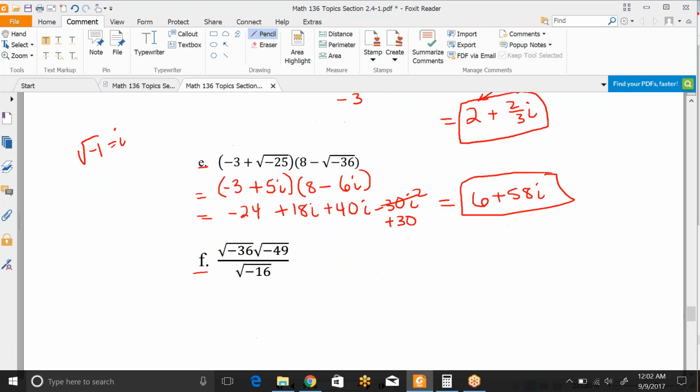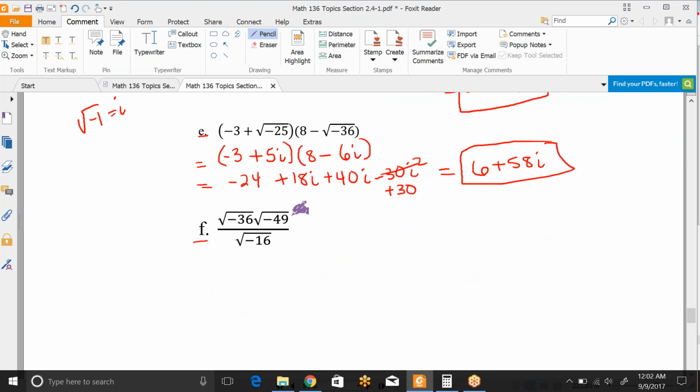Okay, for F, we need to do the same thing here. We do not want to multiply these together first. We want to pull the i's out first. Sounds very brutal. So this would be 6i times 7i over 4i. Now you can cancel an i with an i on top and bottom if there's no adding or subtracting. So this is actually 42i over 4, because I'm multiplying across right now. And I can reduce that by dividing both of them by 2. So that's 21 over 2 i.